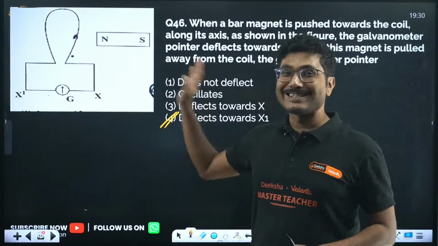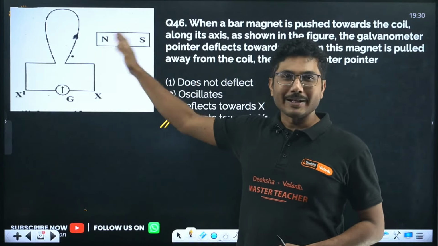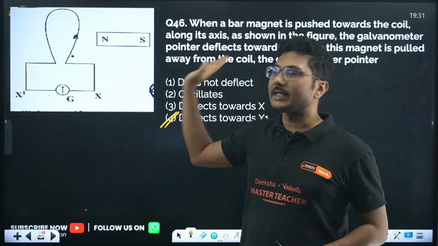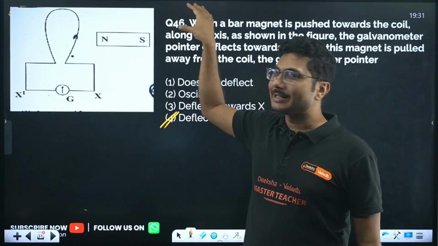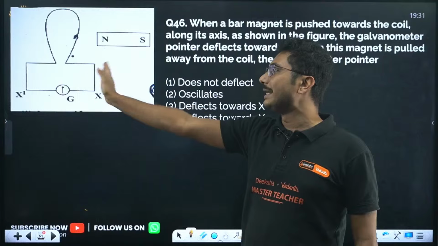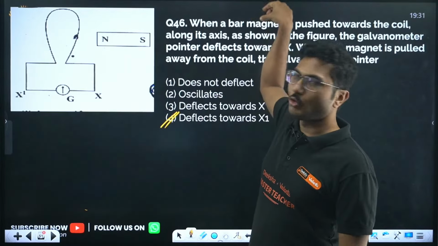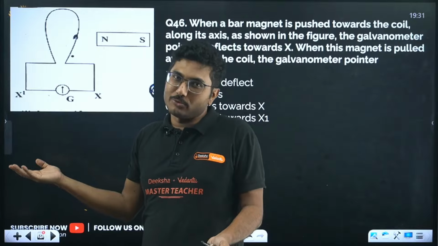See, this is Lenz's law, a very basic concept. When the magnet is going in this side, it deflects in one direction. If you go the opposite side, it will deflect in the opposite side. Very simple. When the magnet is going towards the loop, the galvanometer gets deflected. When the magnet is going in the opposite direction, the galvanometer will also say, I also want to go in the opposite direction.